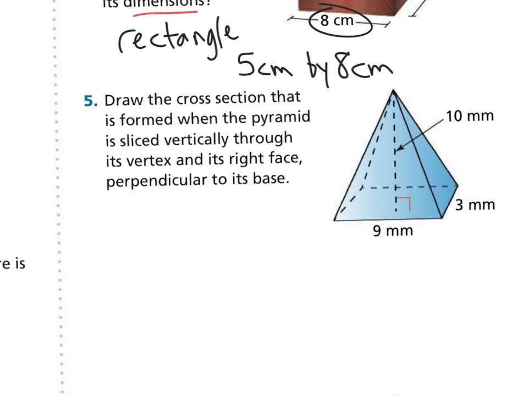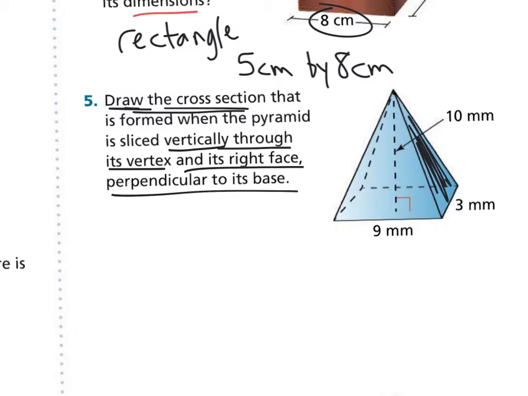Number 5, draw the cross section that is formed when the pyramid is sliced vertically through the vertex and its right face perpendicular to its base. So through the right face, we're going to assume that this over here would be the right face that we're slicing through. So we're slicing through that, we're slicing through the vertex, and it's a vertical slice. So we're starting from the top and going down through that. And it says to draw this cross section. So we're not just describing it, we're actually drawing it this time.